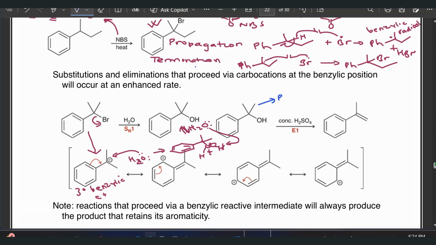Same thing here. You're going to protonate this to make it a good leaving group, and that's going to fall out to give you a carbocation. Then an H2O molecule will remove that extra hydrogen from here. You get your product. That's E1, dehydration. So it's just showing you other reactions on the benzylic carbon. Okay. Good thing you did these before.